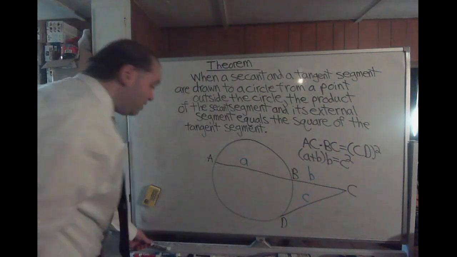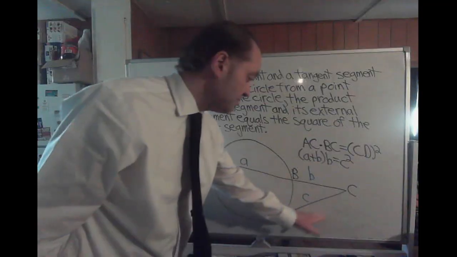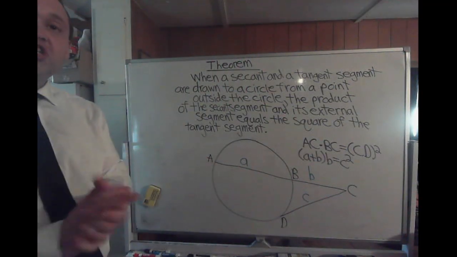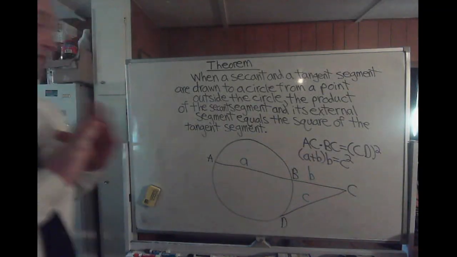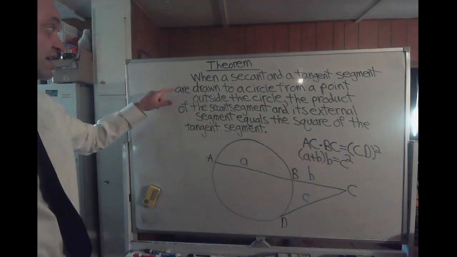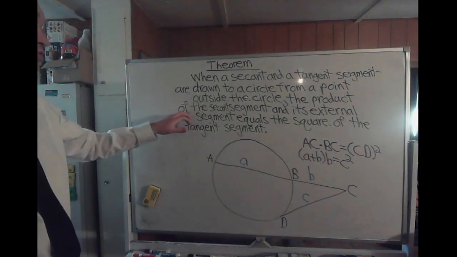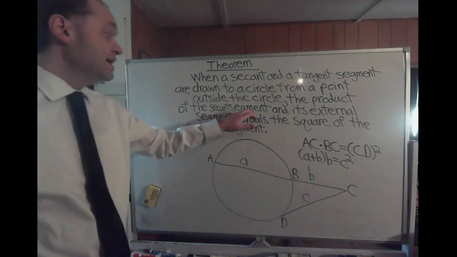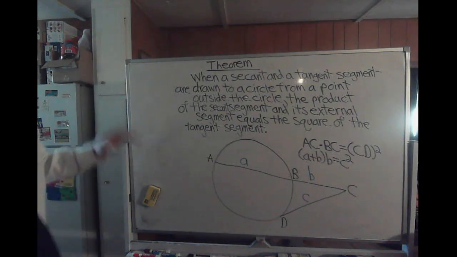Okay, so now we have a circle where you have a tangent segment and a secant segment originating from the same point outside of the circle. This theorem states to solve for lengths that when a secant and a tangent segment are drawn to a circle from a point outside the circle, the product of the secant segment and its external segment equals the square of the tangent segment.